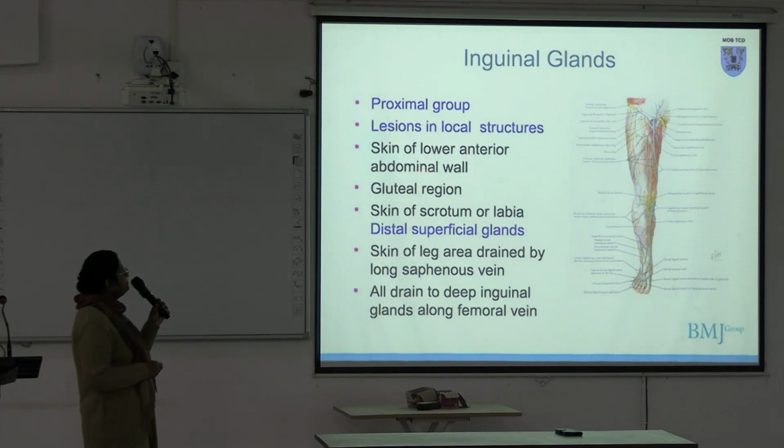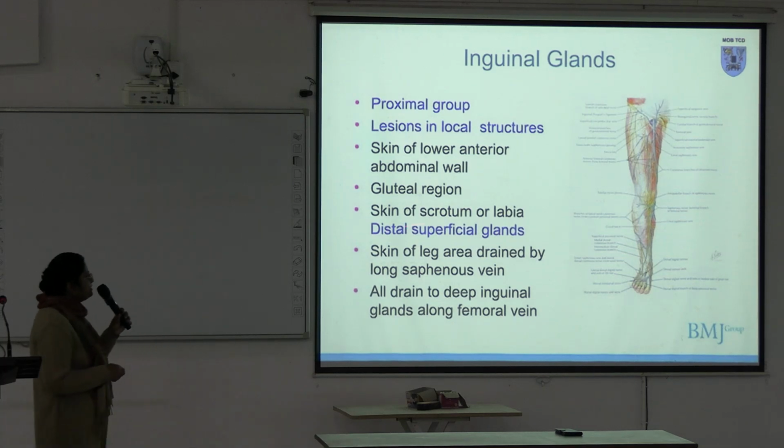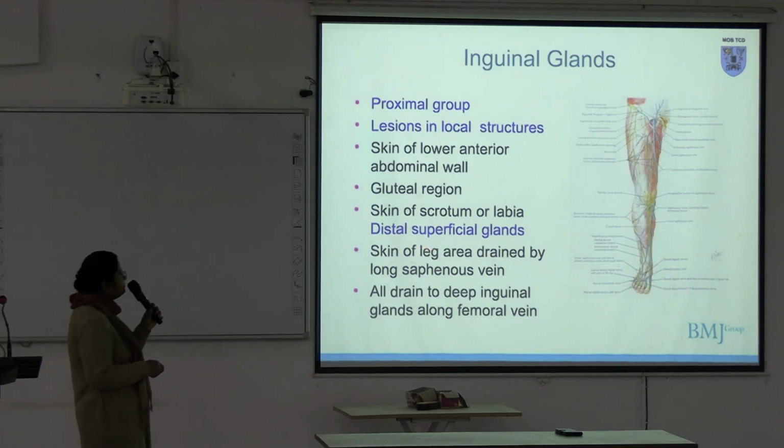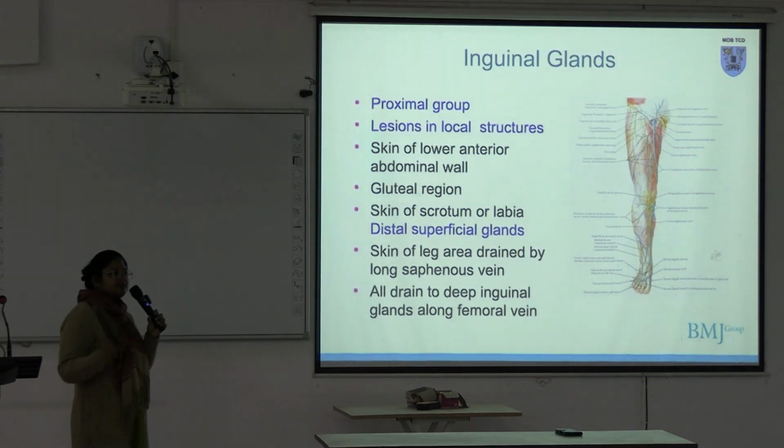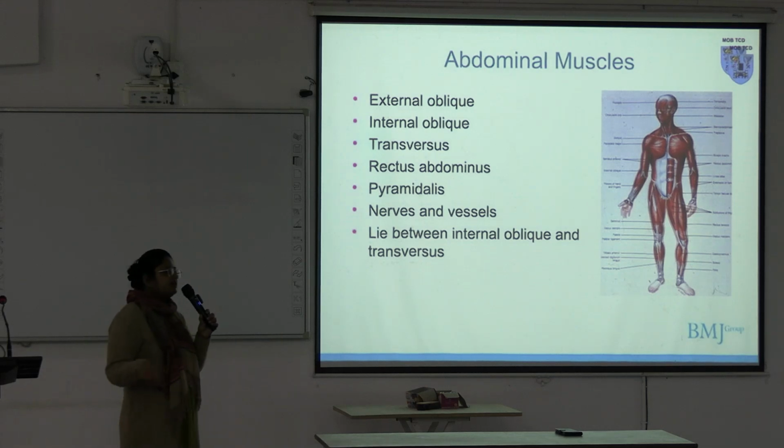Skin of the lower abdominal wall, gluteal region, and skin of the scrotum and labia: here infection occurs. They will go to the distal superficial glands. Distal superficial glands are like the great saphenous vein. Skin of the leg area is drained by the long saphenous vein, and all drain to the deep inguinal glands along the femoral vein. Okay, understood?